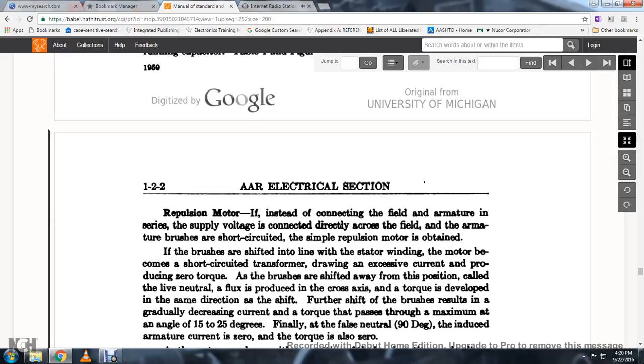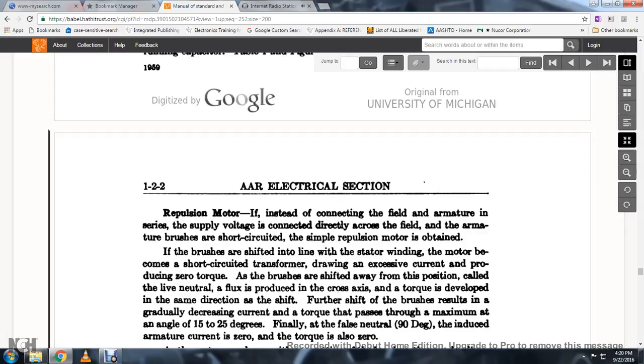A repulsion motor: instead of connecting the field and armature in series, the supply voltage is connected directly across the field, with the armature brushes short-circuited. A simple repulsion motor is obtained when the brushes are shifted into line with the stator winding, so that the motor becomes a short-circuited transformer drawing excessive current while producing zero torque. As the brushes are shifted away from this position, called the neutral flux axis, flux is produced in the cross axis, and torque is developed in the same direction as the shift.